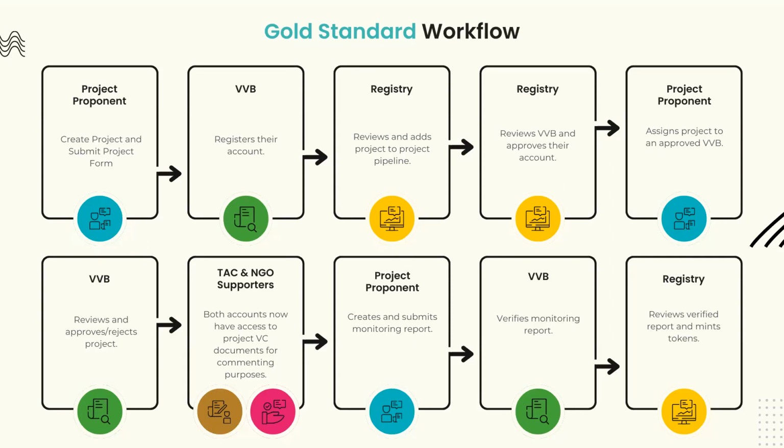Then the VVB will register their account. The registry will review and add the project to the project pipeline. Then they'll also review the VVB and approve their account. Then the project proponent will assign the project to an approved VVB. The VVB now has access to that VC document, which they can review and approve or reject the project.